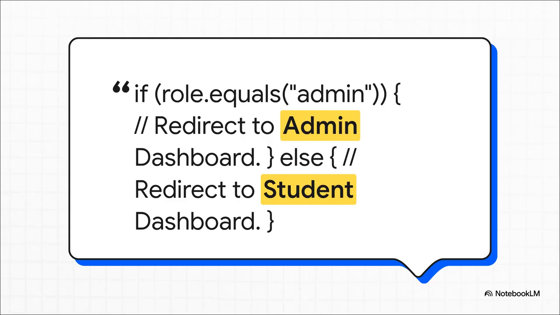And here's a perfect real-world example. A website needs to check, is this user an admin? If the answer is yes, it sends them to the admin dashboard. But if the answer is anything else, they get sent to the regular student dashboard. This super simple either-or logic is running behind the scenes on tons of websites you use every single day.